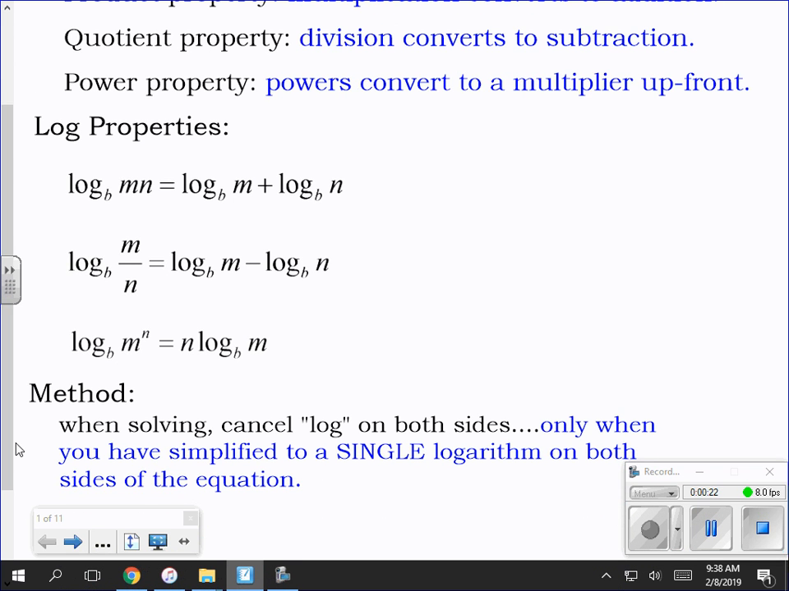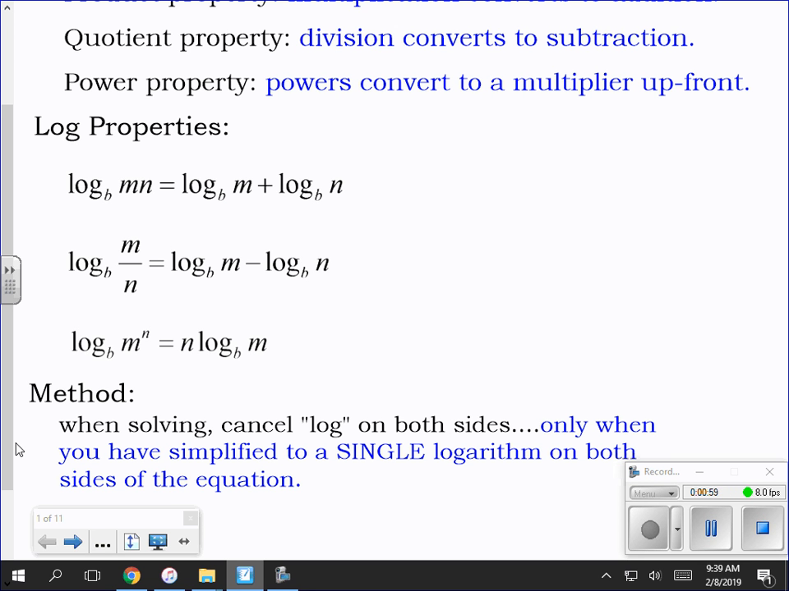These are your log properties, and I have them written over on the board because we're going to be using them today. And these rules go in both directions. Which one you want to use depends upon the situation you're in. Frankly, for most of the work you're going to do in here, you're going to want to go from the addition to the multiplication, from several logarithms to a single logarithm.